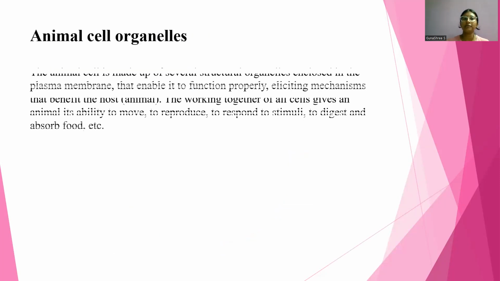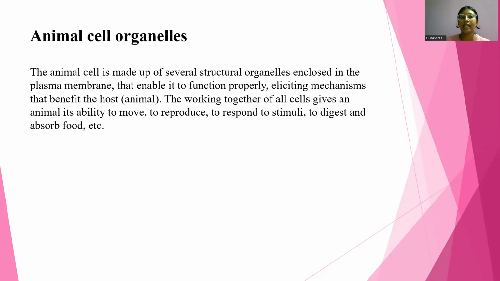Moving on to what are basically the animal cell organelles. The animal cell is made up of several structural organelles enclosed in the plasma membrane, which enable it to function properly, eliciting mechanisms that benefit the host. The working together of all the cell organelles gives the animal its ability to move, reproduce, respond to stimuli, and digest and absorb food.